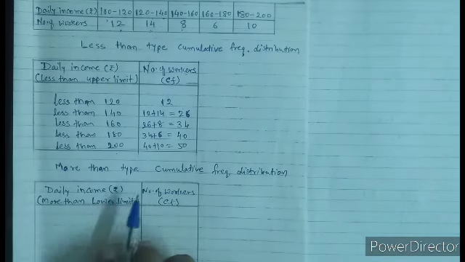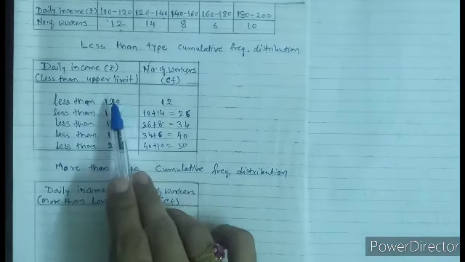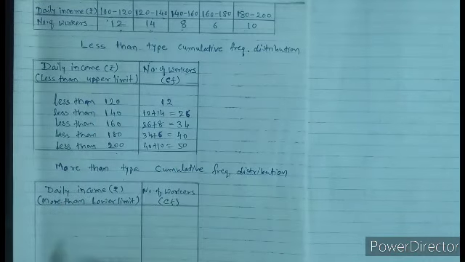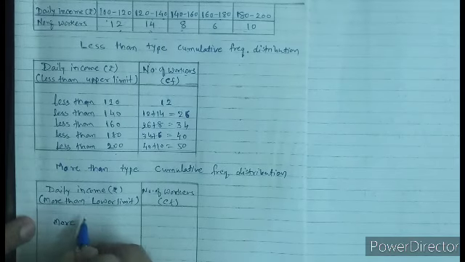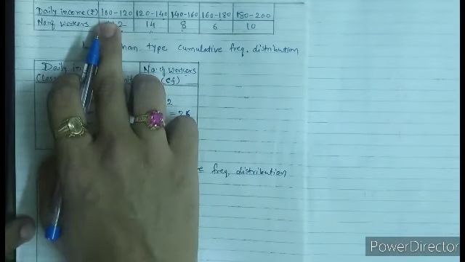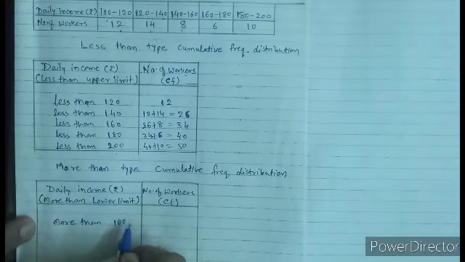If we want to convert it into more than type, then first thing we need to do, for more than type, it is more than lower limit. Remember one thing, more than lower, less than upper. So we have to get the first column as more than lower limit. Now first of all, in class 1, the lower limit is 100. So we will write more than the lower limit 100.